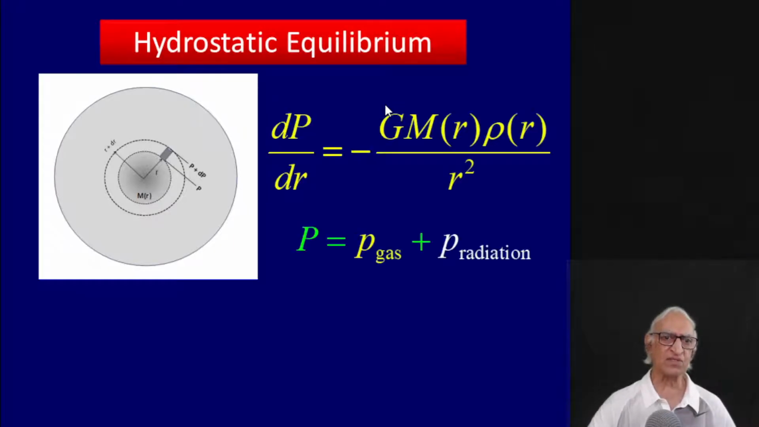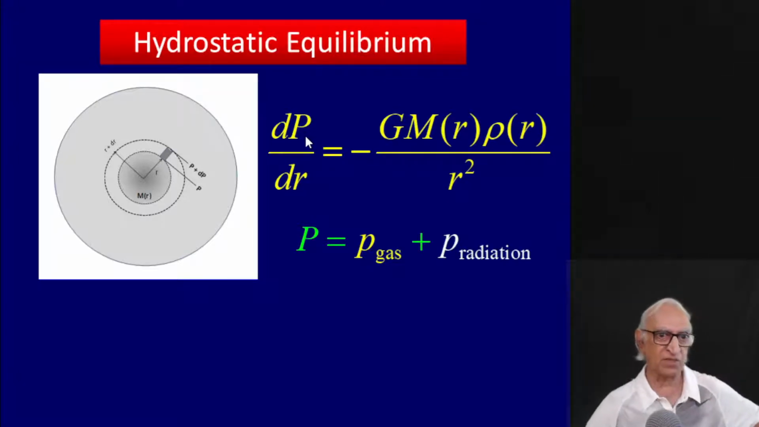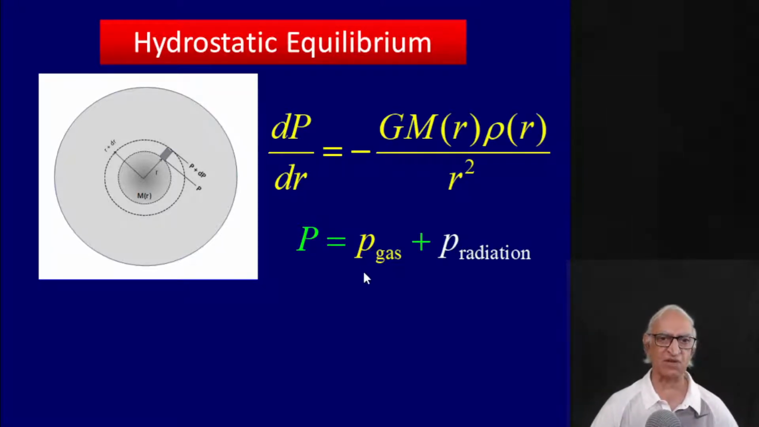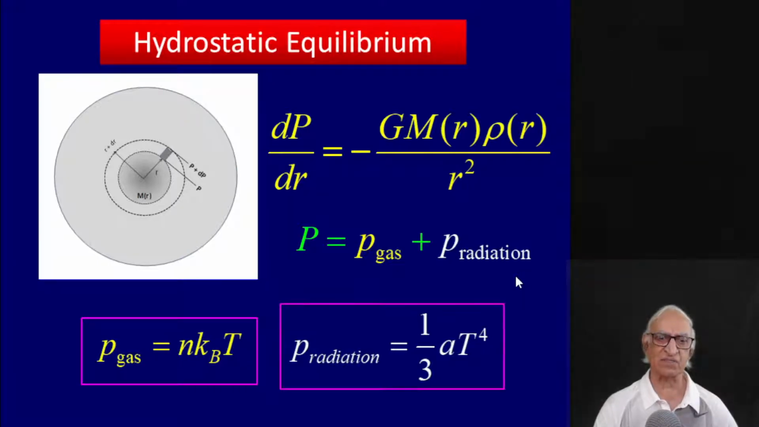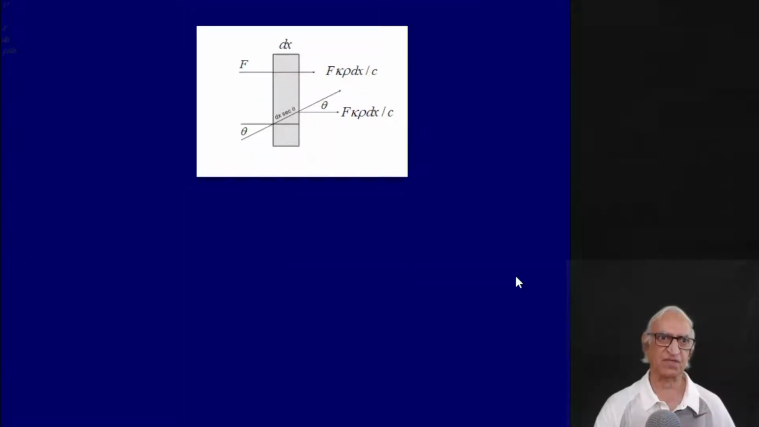Therefore, the equation of hydrostatic equilibrium remains the same, except the total pressure on the left-hand side is now a sum of gas pressure plus radiation pressure. Gas pressure is to be calculated once again according to Boyle's law, and radiation pressure is to be calculated according to Stefan's law. So this is the important addition that Eddington made. And as you will see, it has some very dramatic consequences for the stars.